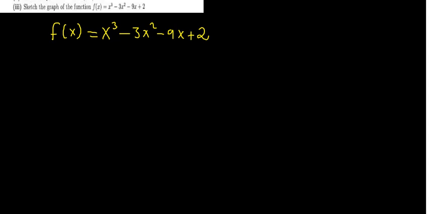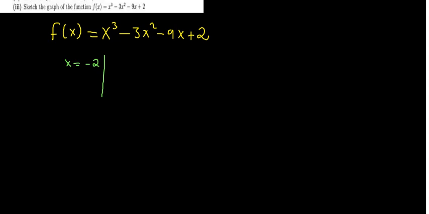I can try negative 2. Negative 2 power 3, that's a negative 8. Negative 2 squared times negative 3, that will be negative 12. Negative 9 times negative 2, positive 18, and then plus 2. So negative 8 minus 12, that's negative 20. 18 plus 2, that is positive 20. So this is giving us a 0. What value did we use? We used x being equal to negative 2. So I'll say x is equal to negative 2.